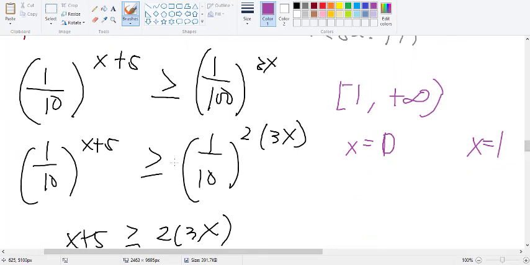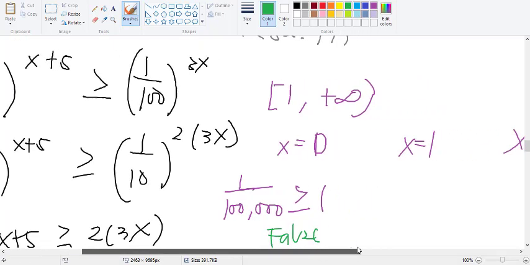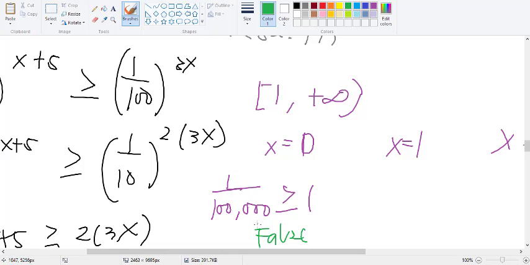So, 1 over 10 raised to 5 is equal to 1 over 100,000. It should be using the original sign. So, it should be like this. So, 1 over 100, 3 times 0 is 0, right? And anything raised to 0 is 1. So, this is not correct. This is false, because this fraction is a small number. So, this is false, automatically. It's a very small number, 1 over 100,000, and is it greater than or equal to 1? Of course not, right? It's false.